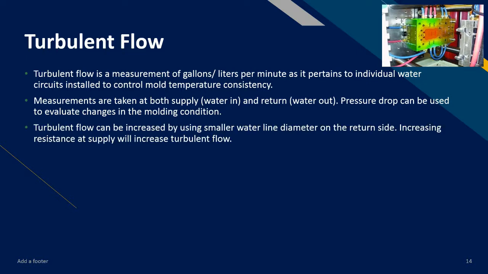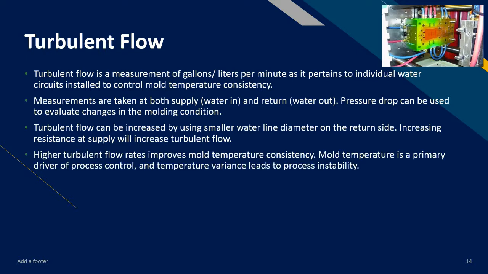Turbulent flow can be increased by using smaller water line diameters on the return side. This increases resistance at supply, which will increase turbulent flow. Higher turbulent flow rates improves mold temperature consistency. Mold temperature is a primary driver of process control, and temperature variance leads to process instability.